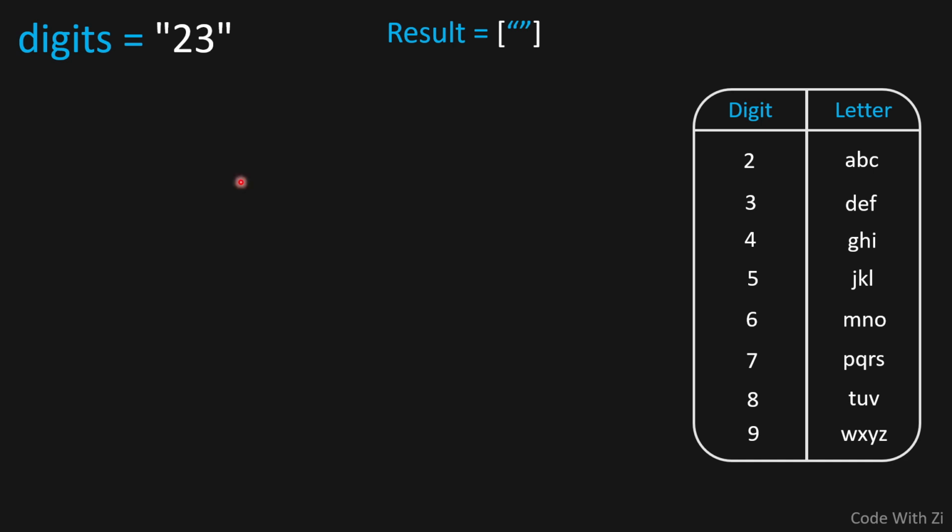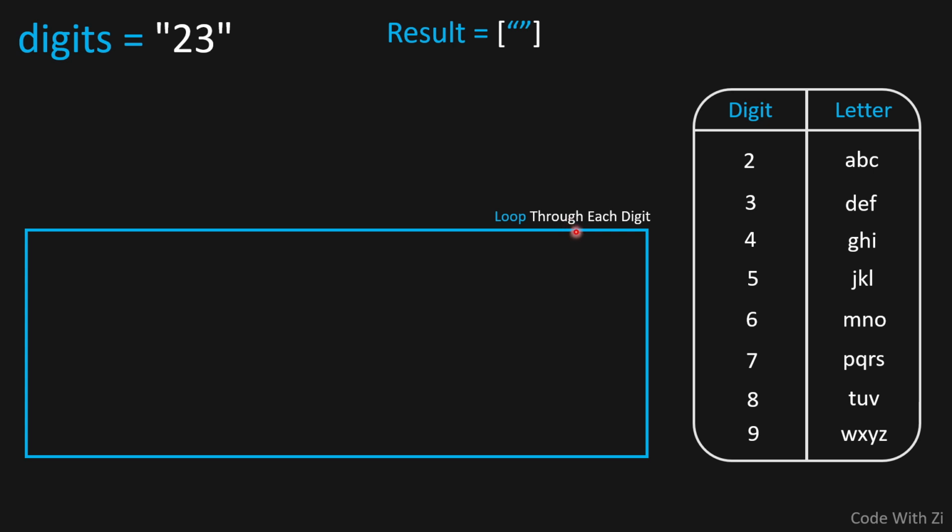I'm glad you asked. So let me tell you the structure of our algorithm, and then we're gonna get to the fun part, which is the visualization. So in our algorithm, we're gonna have a loop, and in this loop, we're gonna loop through each digit that we have. So we're gonna loop through our digits. So in the beginning, it's gonna be 2 and then 3.